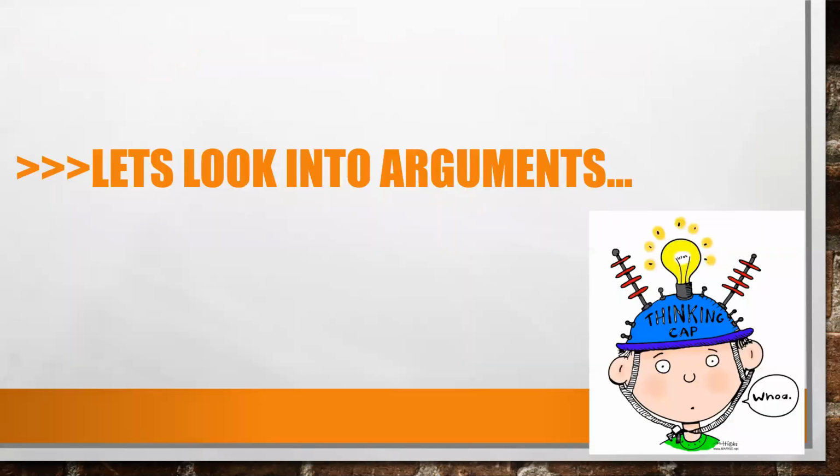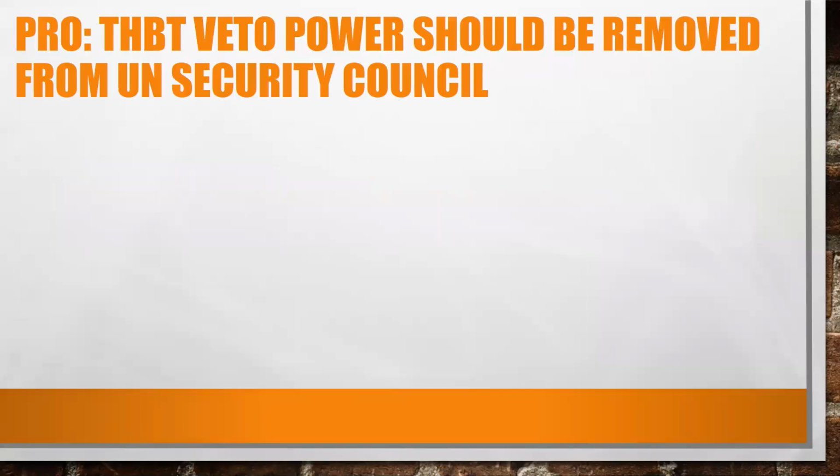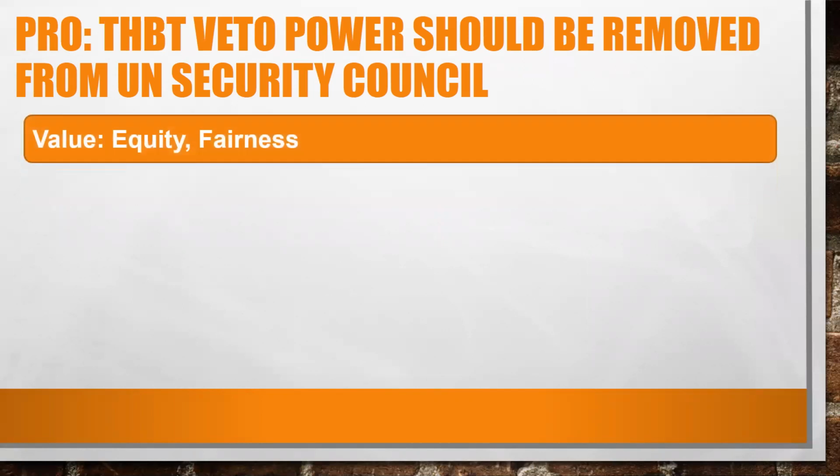So having that in mind, let's go into the arguments of the motion. The motion says, this House believes that veto power should be removed from the UN Security Council. So the US, Russia, France, UK, and China will no longer be able to say no to a resolution. The value you can say from the pro side is that equity is important and so is fairness. If countries come together in the UN, they should all be treated equally and they should have the same rights.